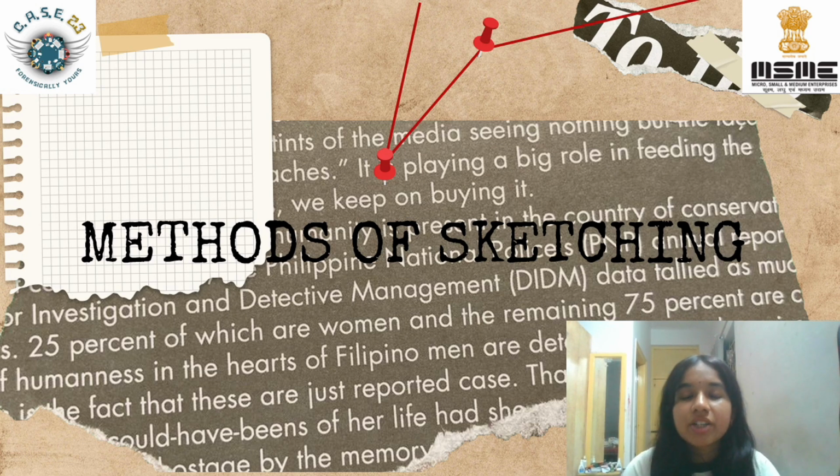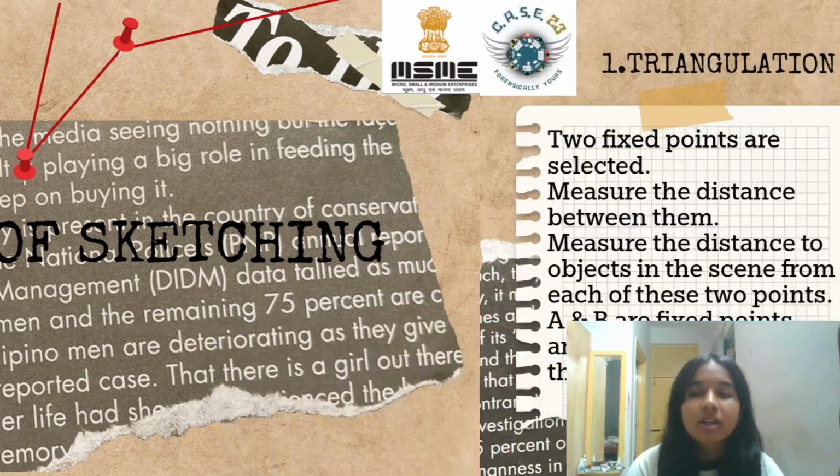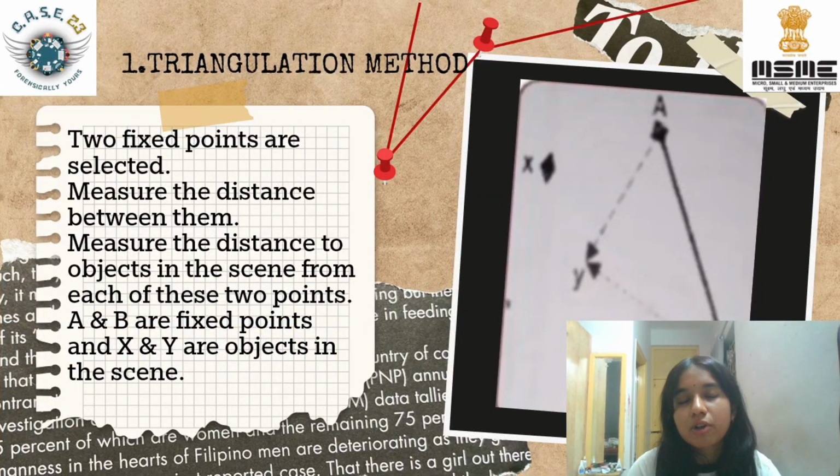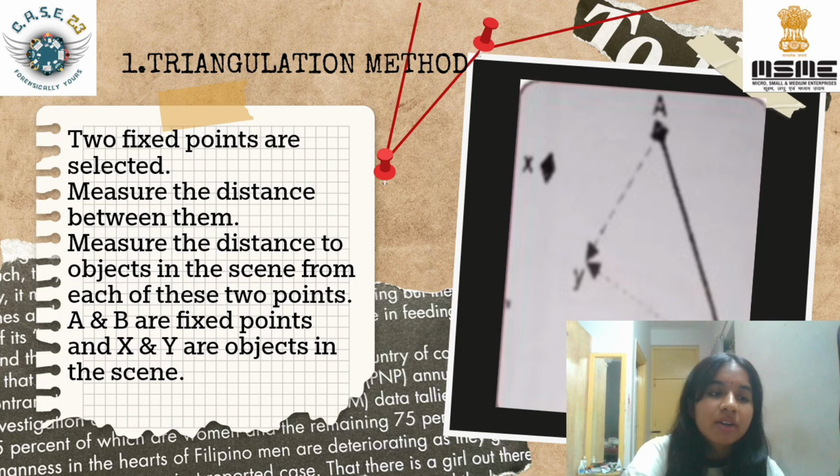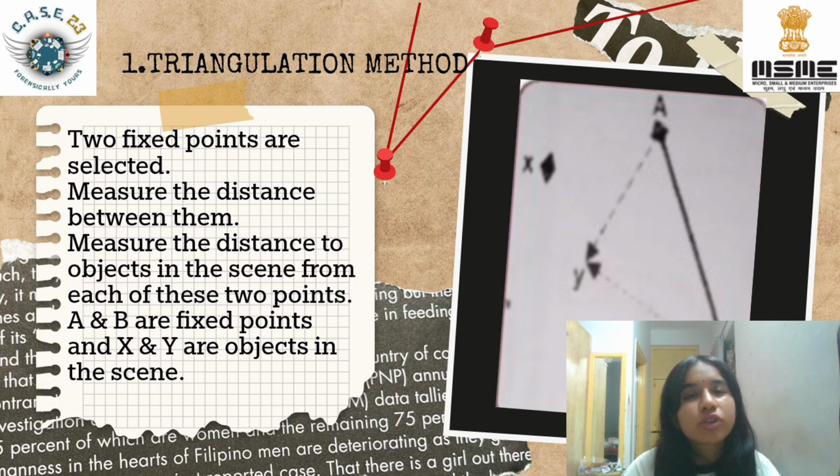So now we shall be talking about methods of sketching. There are various methods of sketching. There are basically four different types of methods that are used for sketching. The first method is namely the triangulation method. From the name itself, you could say that it is in the form of a triangle. There are two certain points, or reference points, or let's say fixed points, taken in this particular method. There are two different points in this particular slide that I've put here, A and B.